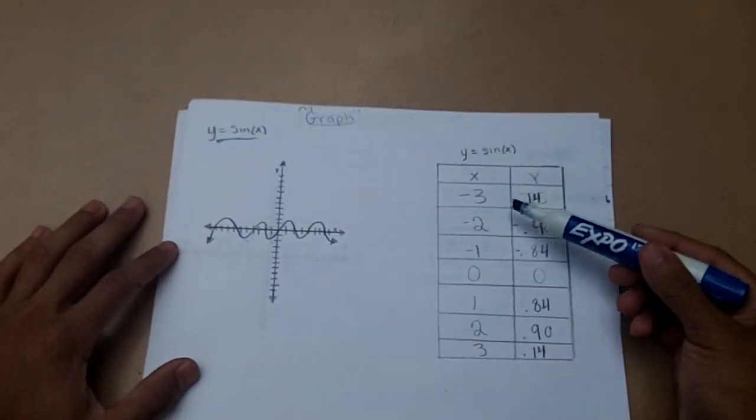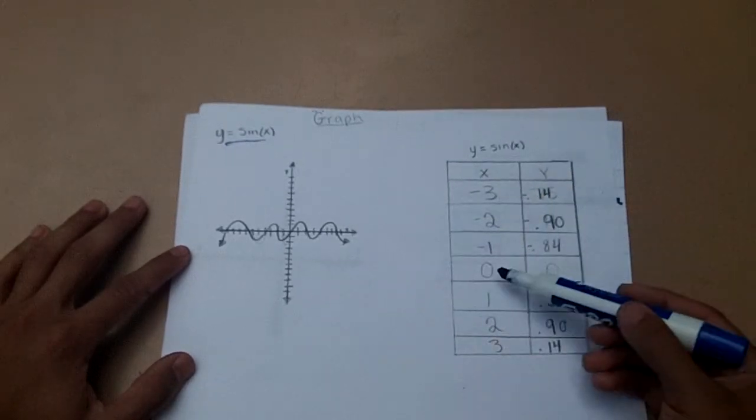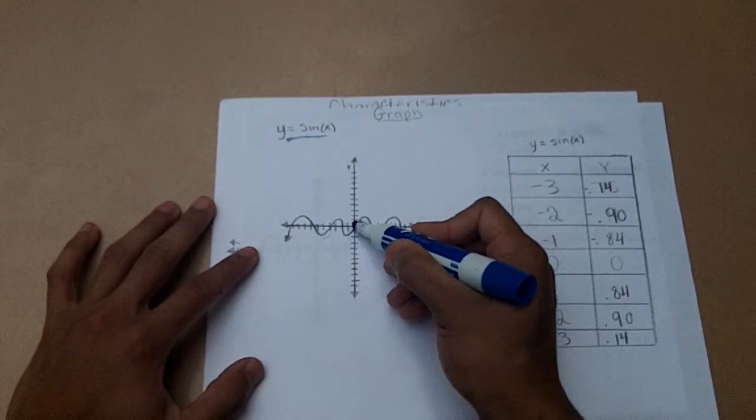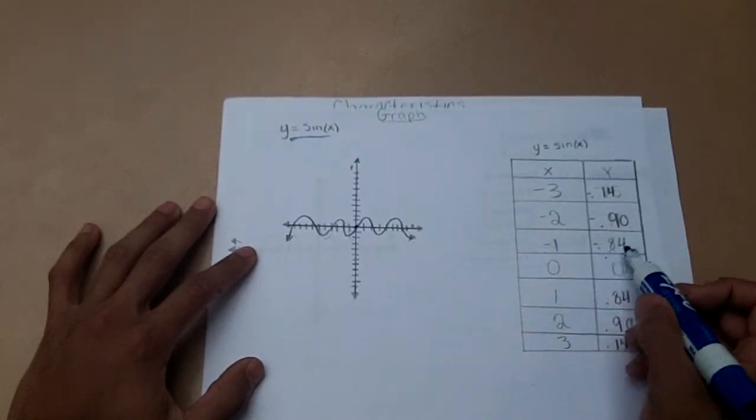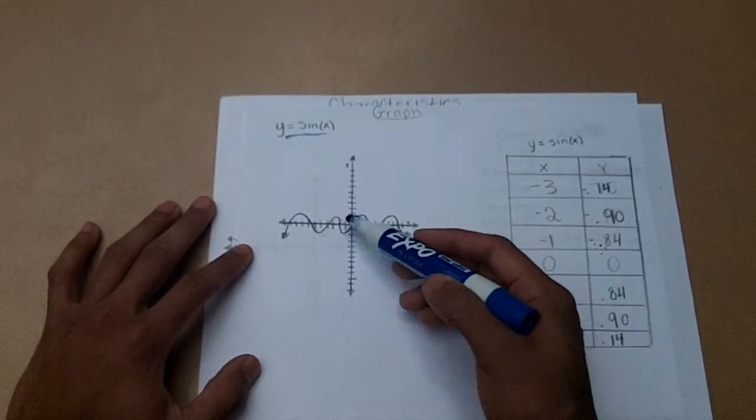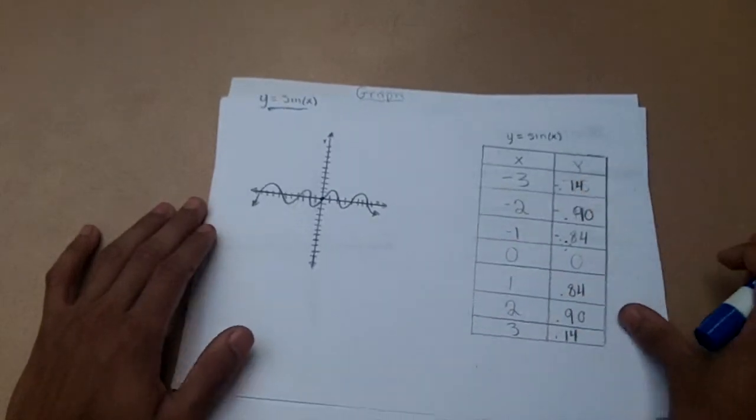And each of these points should line up with the graph. As you can see, 0, 0 right there. It goes through 0, 0. Negative 1, negative 0.84, which is right there. So it should line up with each other.